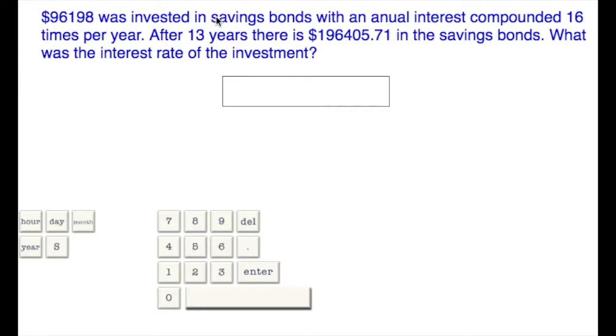$96,198 was invested in savings bonds with an annual interest compounded 16 times per year. After 13 years, there is $196,405.71 in the savings bonds. What was the interest rate of the investment?